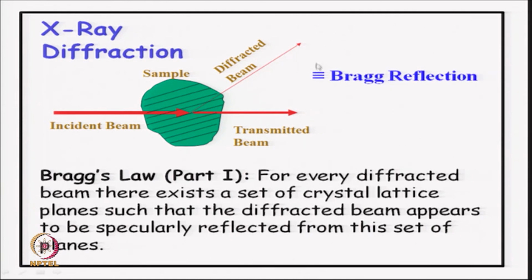Because of this interpretation, many times the diffracted beam is named as Bragg reflection. The diffracted beam is also called a reflected beam instead of being called a diffracted beam. But we should keep in mind that although we call it reflection, although we interpret it as reflection, actually it is diffraction of X-rays from the interaction of all the atoms in the crystal.